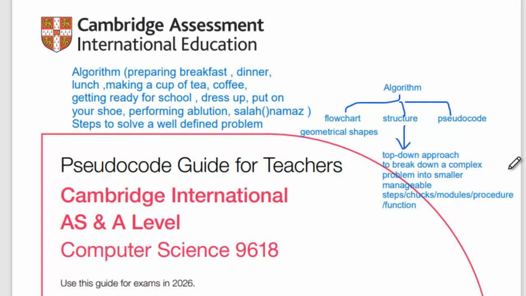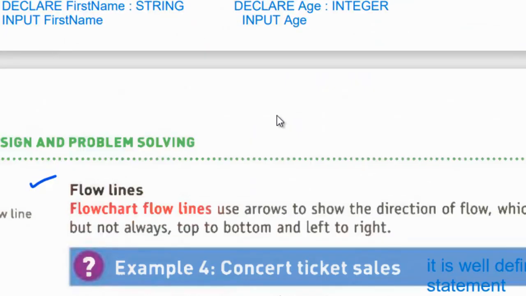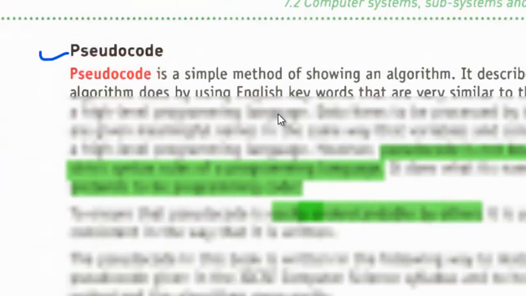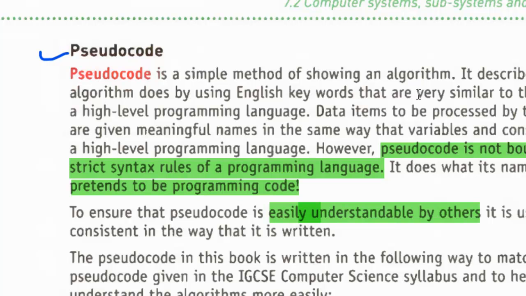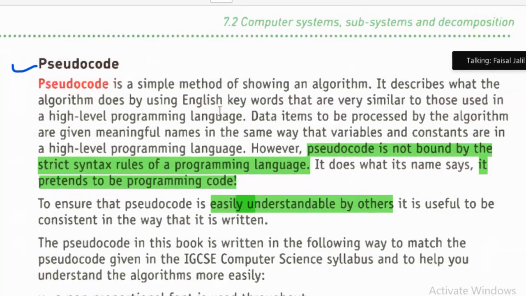Okay, and now let's talk about pseudocode. In pseudocode we use English-like statements and some mathematical operators, but it doesn't follow the strict syntax of a programming language. Look here. Pseudocode is a simple method of showing an algorithm, steps to solve the problem. It describes what the algorithm does using English keywords that are similar to those used in a high-level programming language.